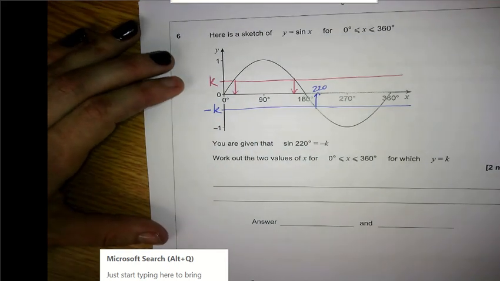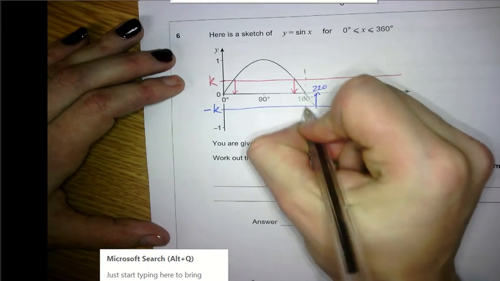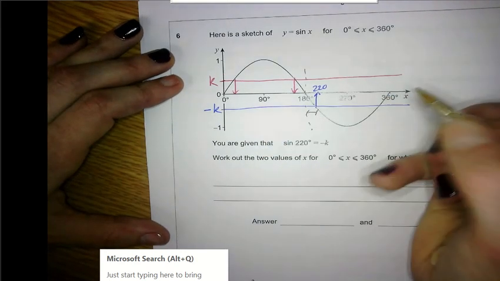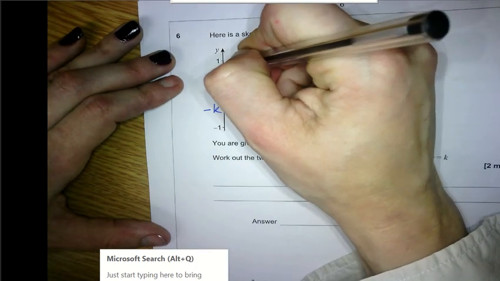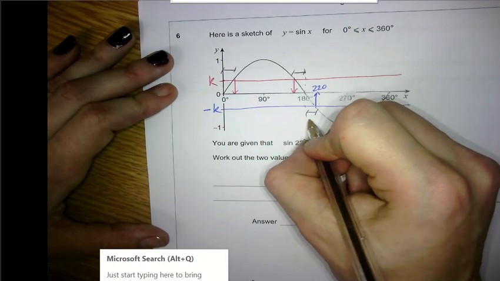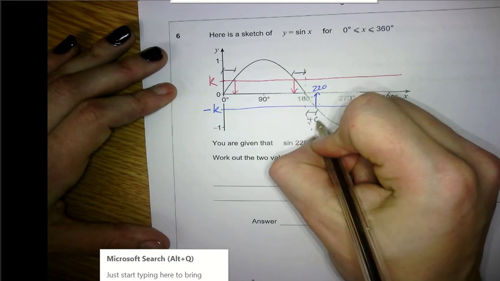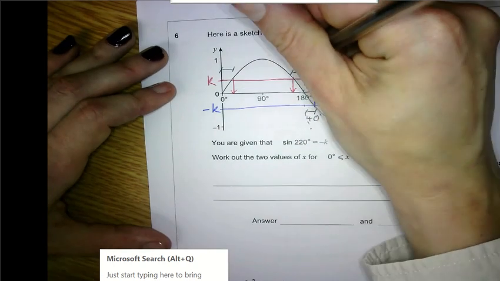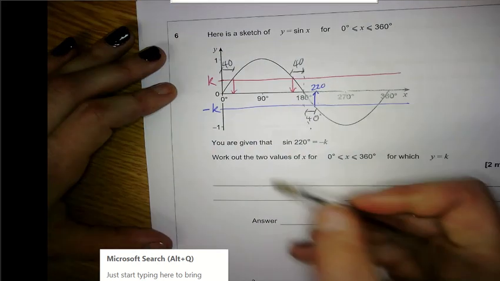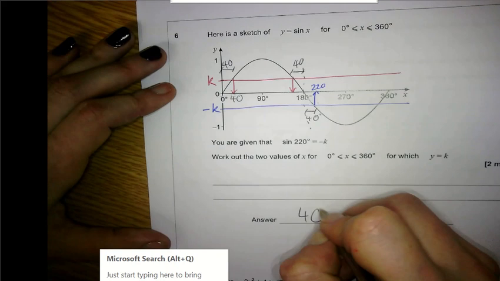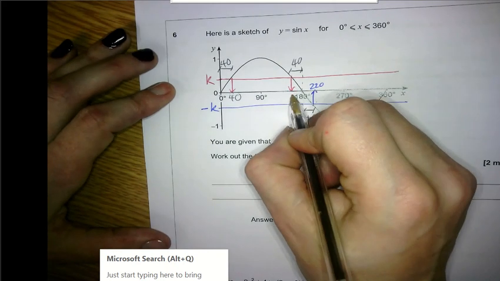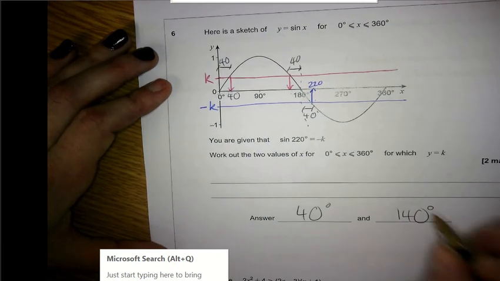I can see that this, I'm going to draw a little dashed line, this little distance is the same as this little distance, is the same as this little distance. 180 to 220 is 40, so that little distance is 40. These little distances are 40. So this angle is going to be 0 plus 40 is 40, so that's going to be one solution. And this angle is going to be 180 minus 40 is 140. That's my second solution.